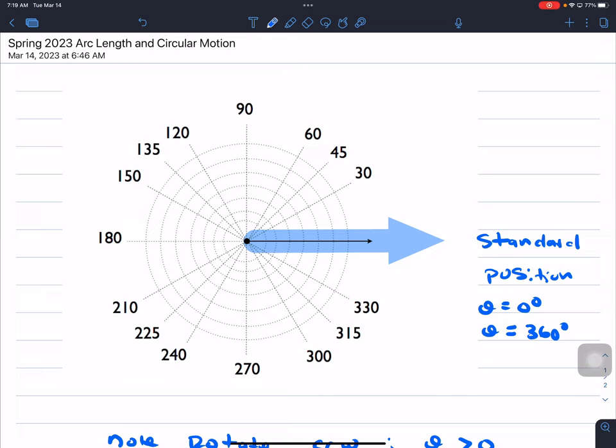Now, what is happening with this iPad? I do not know. Anyway, okay. So that rotation gave us, ladies and gentlemen, a 360-degree angle.